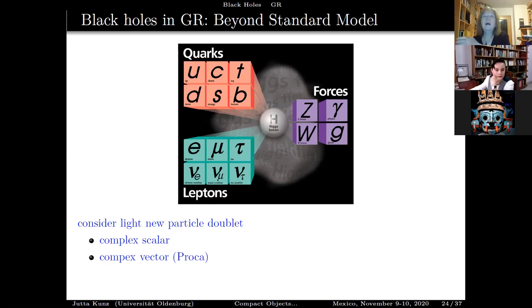However, we add some other particles. So this is possible, right? We have some ideas. We might want to have additional matter, dark matter forming whatever objects in space-time. So let's just add either a complex scalar, and it's important, it's complex, or let's add a complex vector, and both of them should be massive.